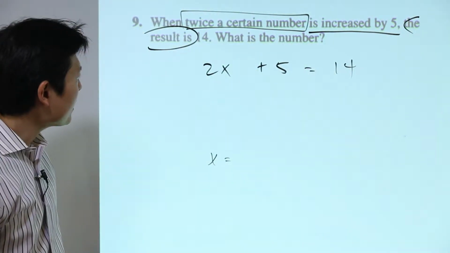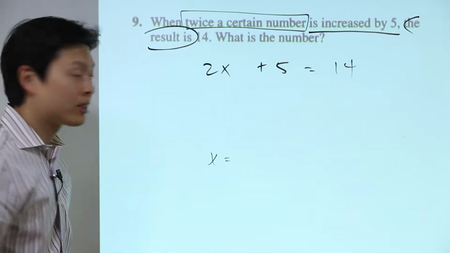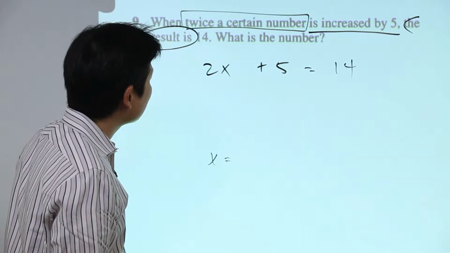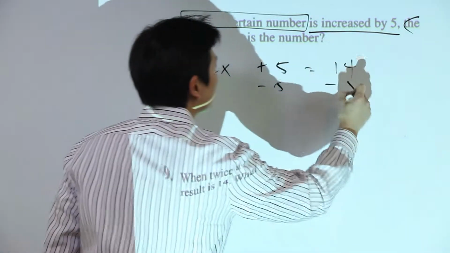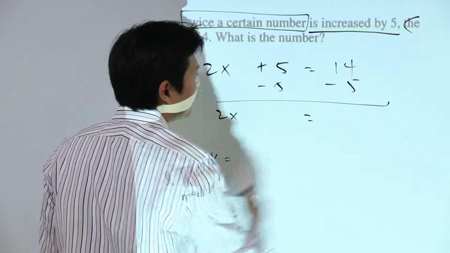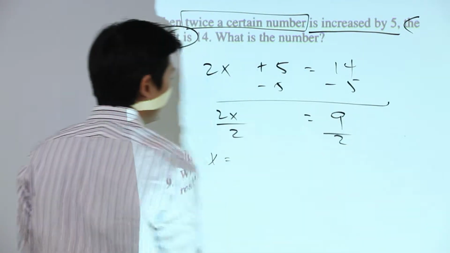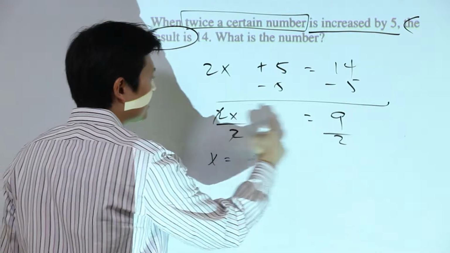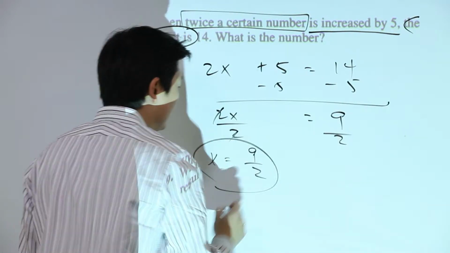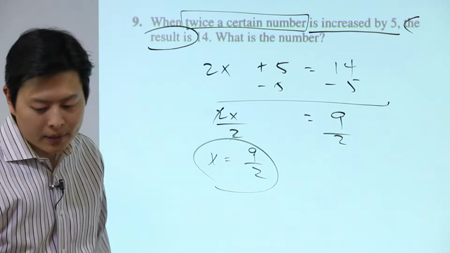Okay? So in this case, we are actually just solving for x, so let's solve for x by isolating the x. We're going to subtract 5 on both sides. We get 2x, this crosses off, is equal to a 9. And so when we divide both sides by 2, we see that x equals 9 over 2. So 9 over 2, or 4.5, will be the correct answer for number 9.